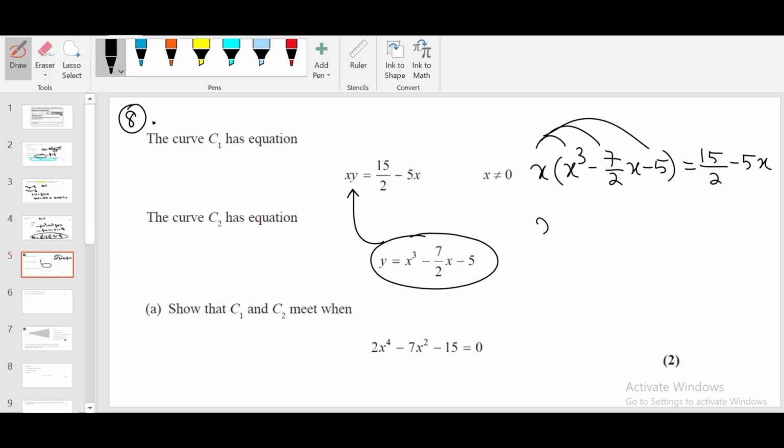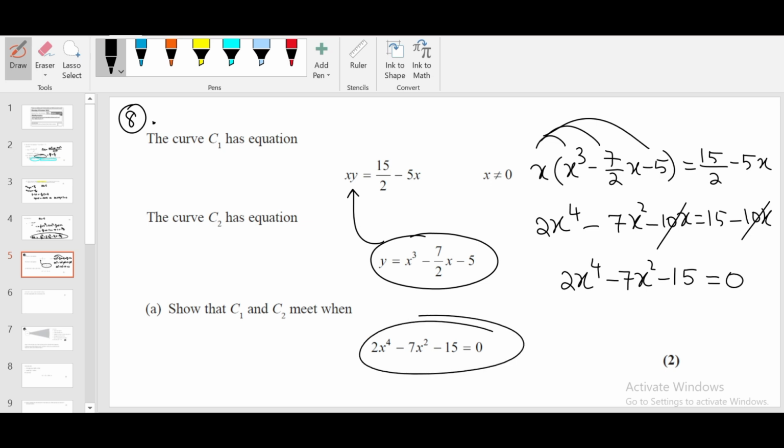So I will get 2x^4 - 14x^2 - 10x = 15 - 10x. Bring the -10x here, and it will be cancelled. Sorry, it's not 14x^2, the over 2 will be cancelled, 7x^2. So we'll get 2x^4 - 7x^2 - 15 = 0. That's the required equation. You just need to combine it carefully.